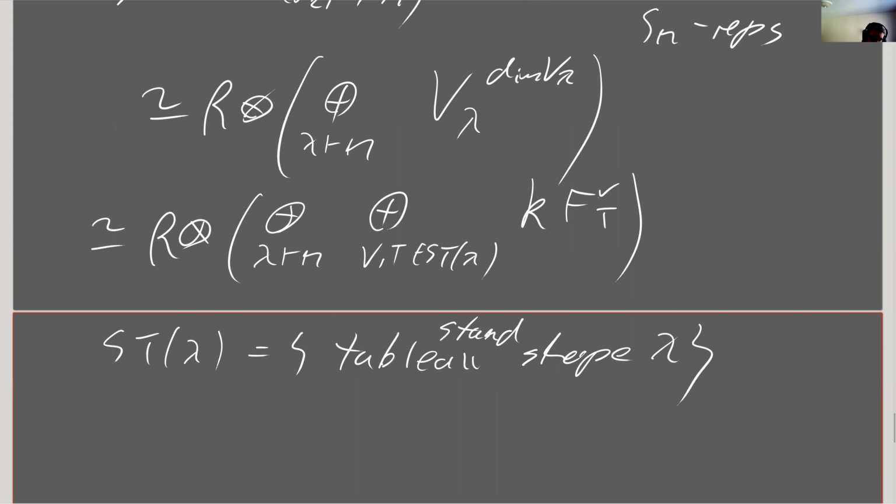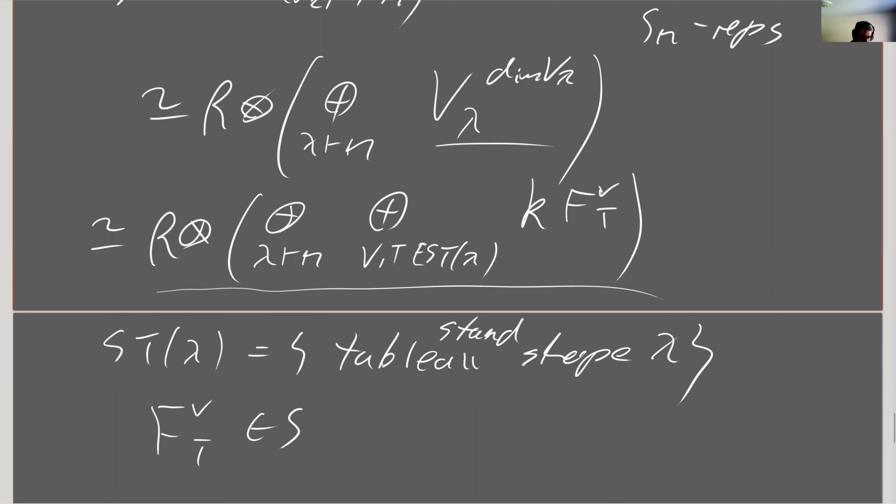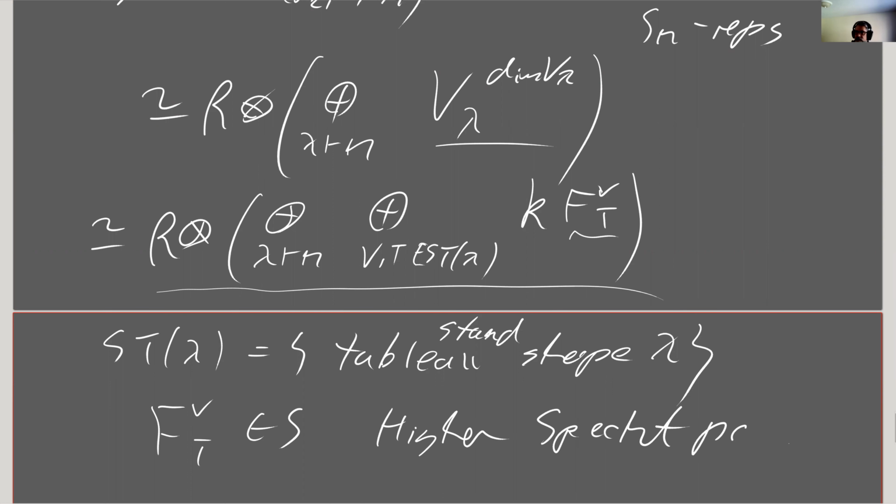Right, so we're summing over pairs, right? So we need pair many because that's dimension V squared many, right? So we need pair many standard tableaux. And the FVT are what are called, these are in S. Okay, so this decomposition is happening inside S. These are explicit polynomials in S, and these are called the higher Specht polynomials. They're the things that carry this out.